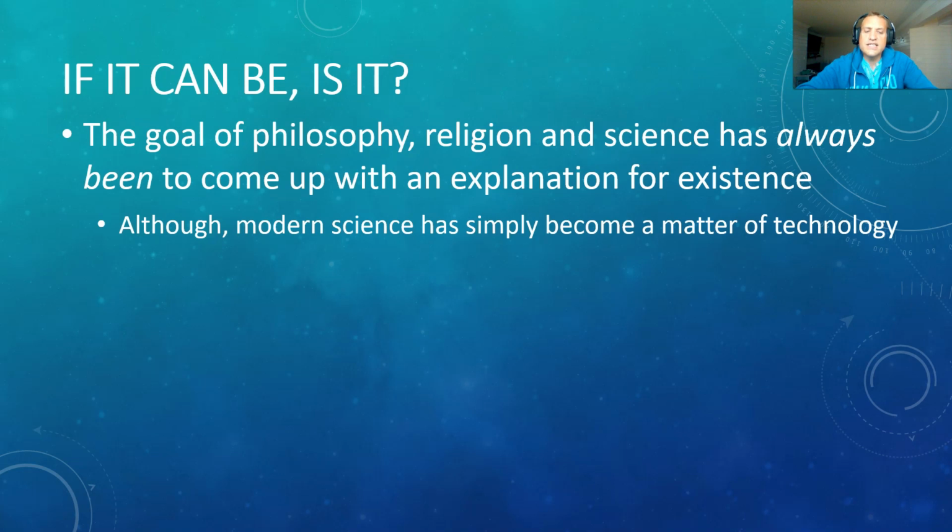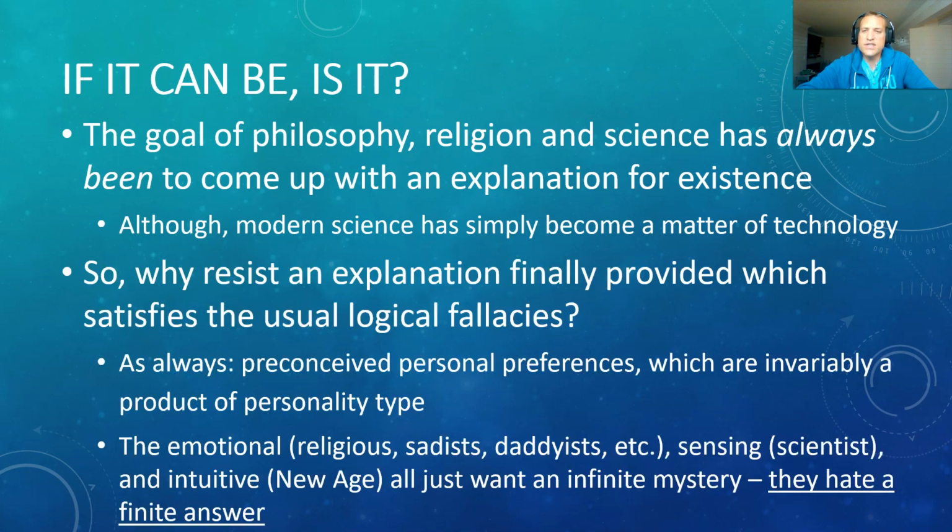So philosophy, thought, religion, and even science, the goal has always been to come up with an explanation for existence. So why resist an explanation finally provided which satisfies the usual logical fallacies? As always, it's due to preconceived personal preferences and personality types, invariably a product of personality types. You know, and the Myers-Briggs scale really does a good job at categorizing these.